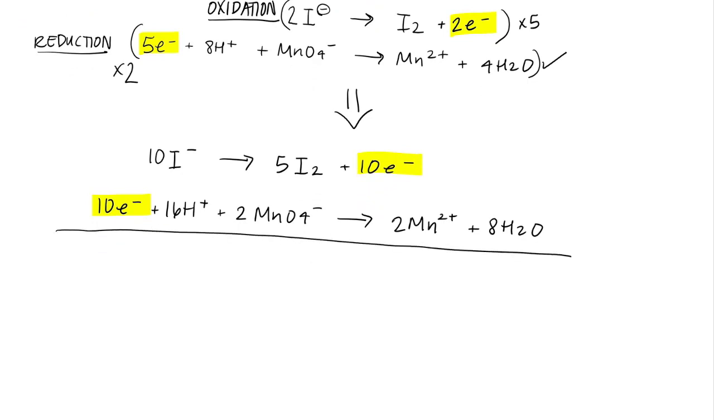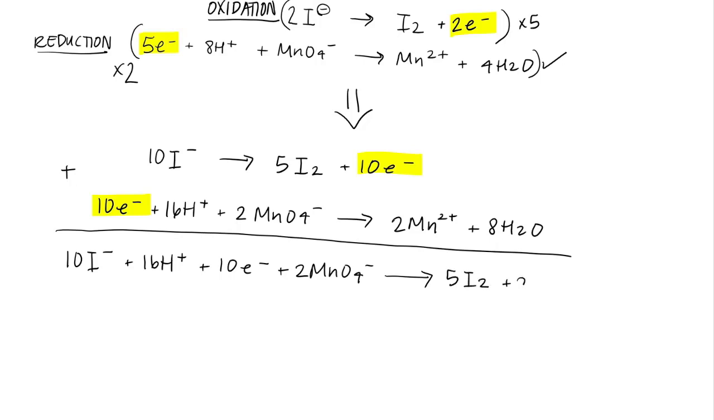Once you have the same number of electrons on both sides, we can add those half reactions together. So when we add everything, we end up getting on the reactant side 10 I- plus 16 H+, 10 electrons, and also 2 MnO4-. On the product side, we then have 5 I2 plus 2 Mn2+, 8 H2O and 10 electrons. Since we have the same number of electrons in both the reactants and product side, those will cancel out. And we're left with this as our final balanced reaction.